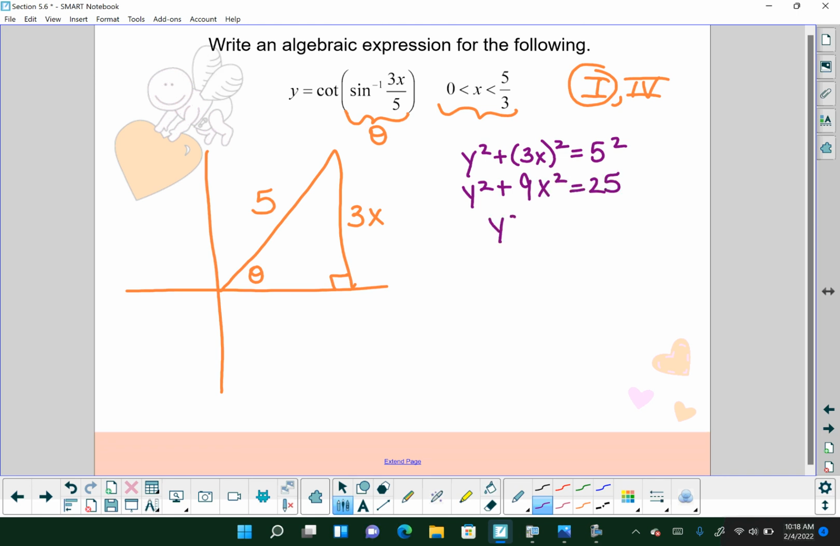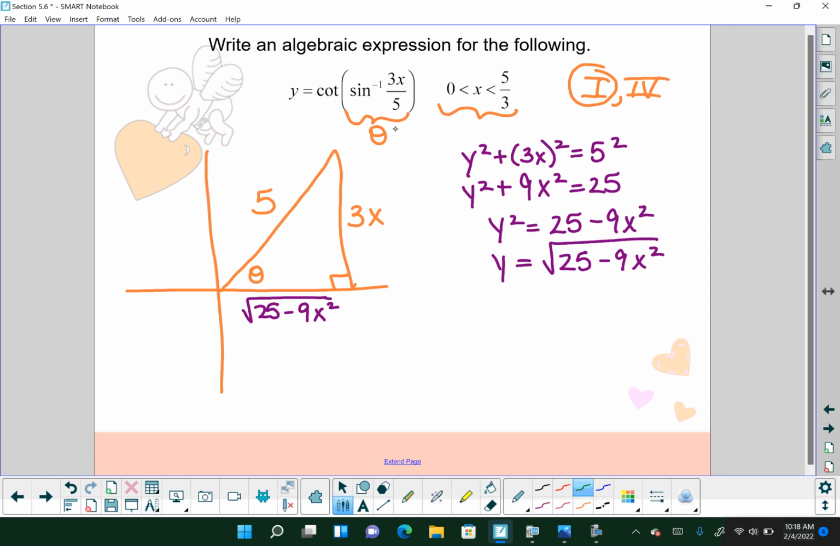Solve for y, subtract 9x squared. And then we're going to take the square root. Now technically this could be a positive or negative, but we know we're in quadrant 1, so we know my y will be a positive value. So we don't have to worry about that plus or minus. And that's not very pretty, but that's all we know for now about the third side of our triangle.